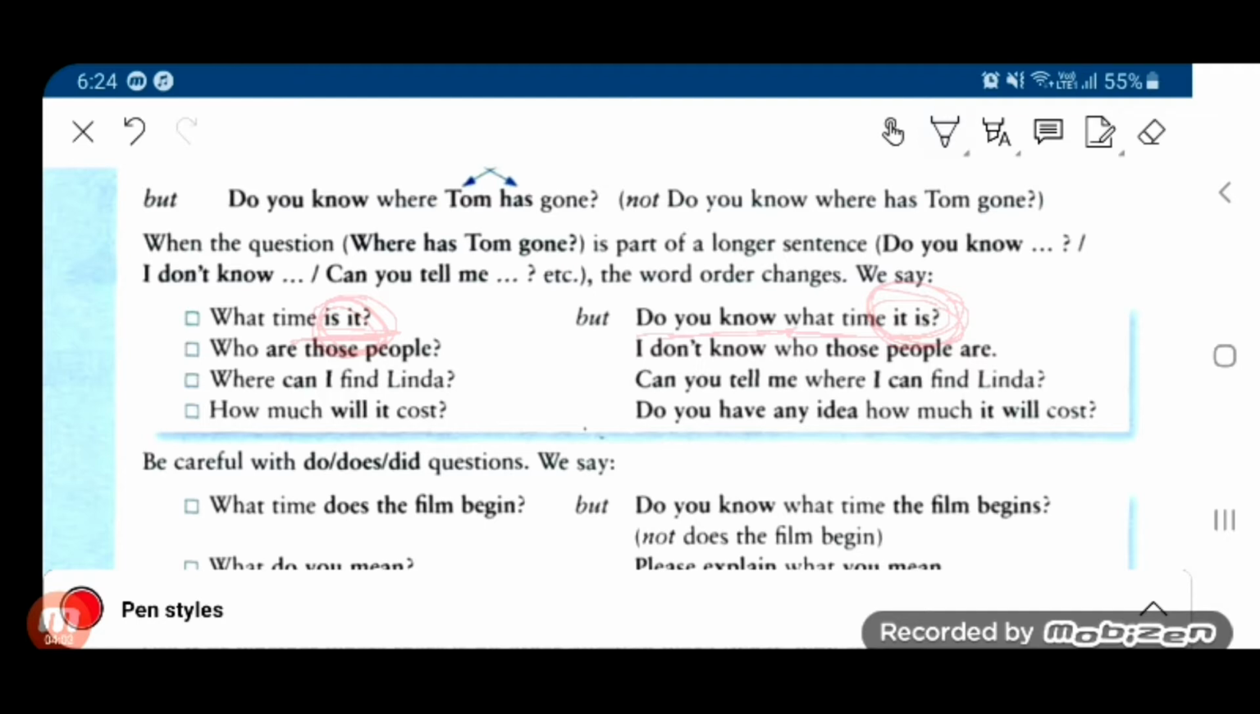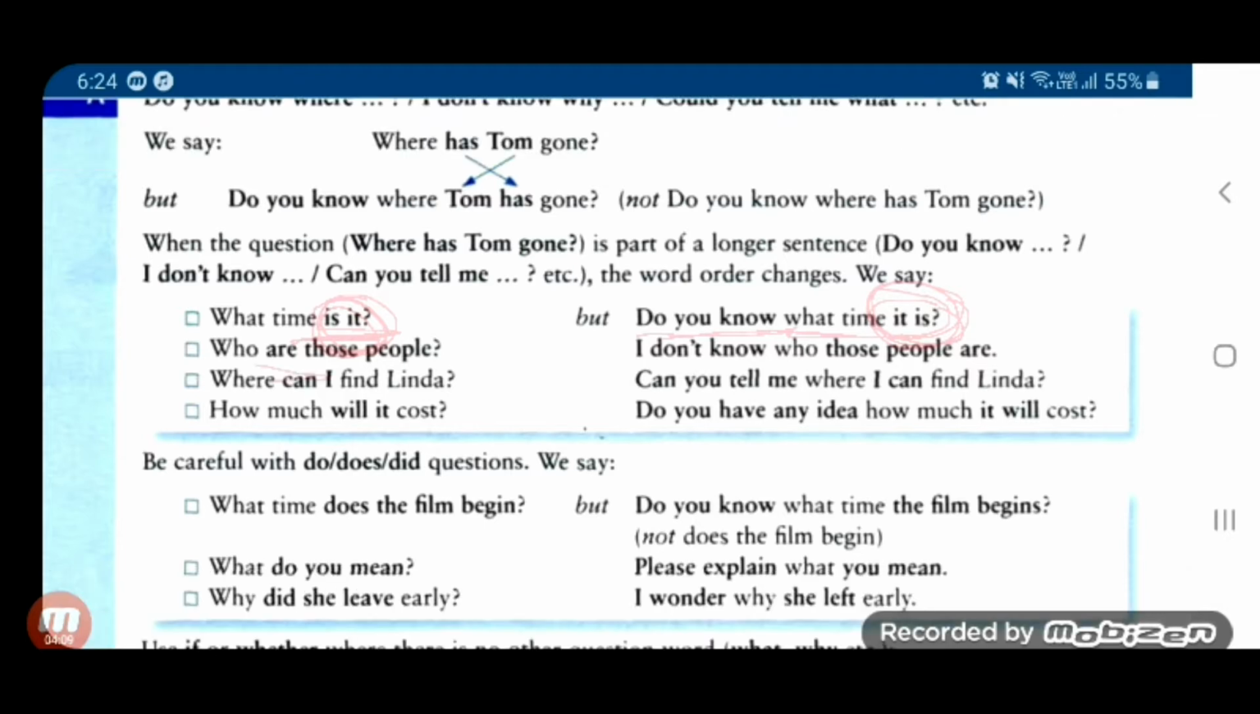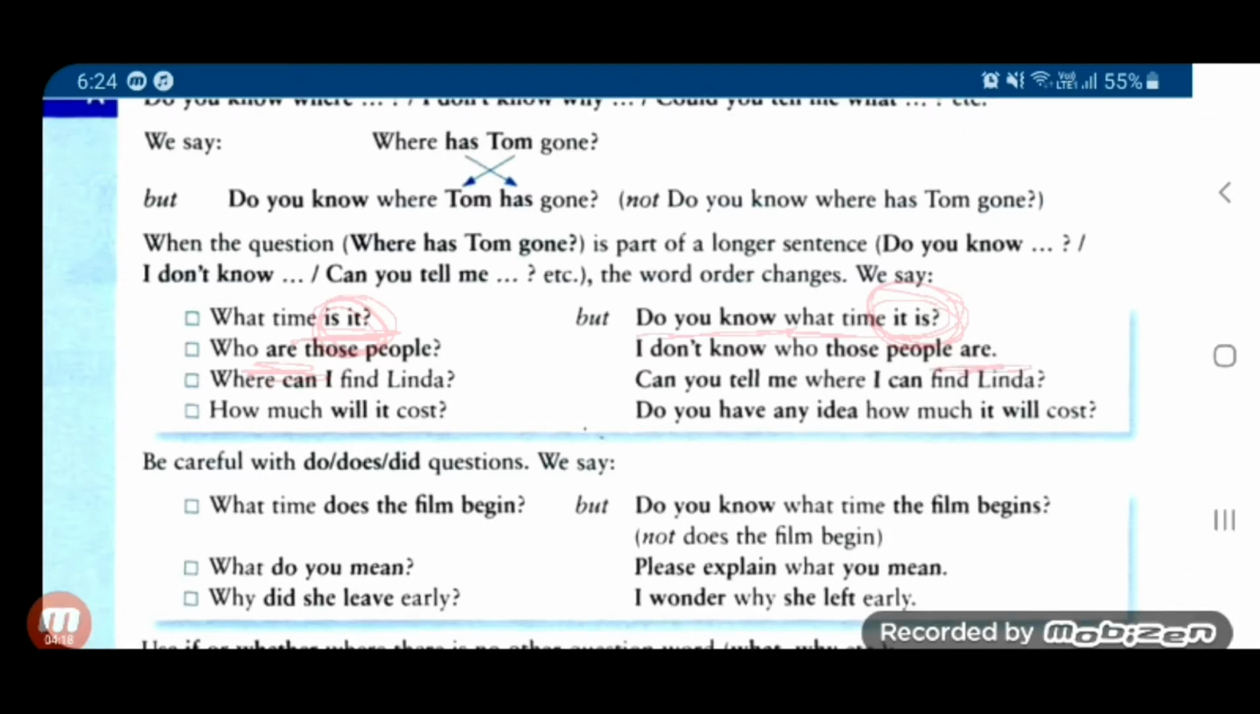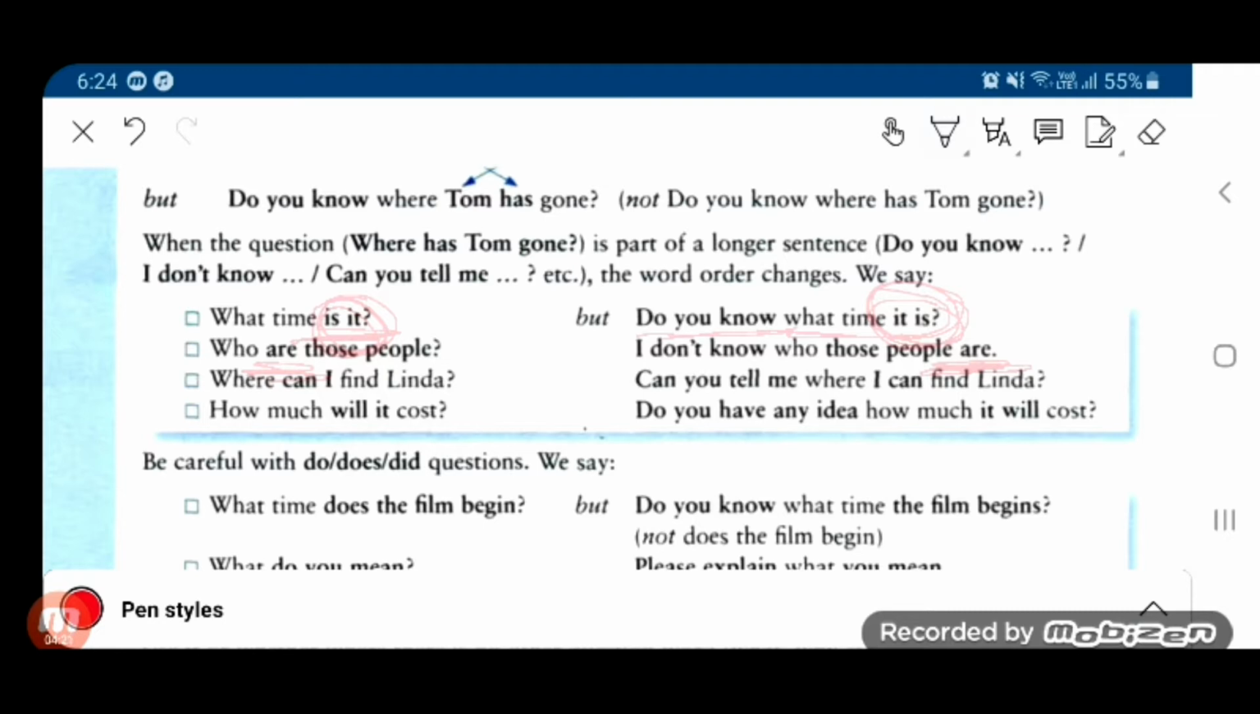In the other example, who are those people? The helping verb is first, but if we make it longer, I don't know who those people are, the helping verb is after the subject. Again, the main difference is here. There's not a big difference, but when making it longer, just swap the subject and helping verb. This is all about this paragraph.